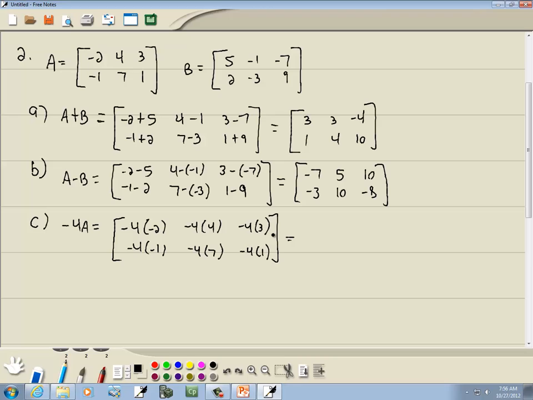Double checking my signs. Okay. -4 times -2 is 8. -4 times 4 is -16. -4 times 3 is -12. -4 times -1 gives us a positive 4. -4 times 7 is -28. And -4 times 1 is -4. And that's our answer.